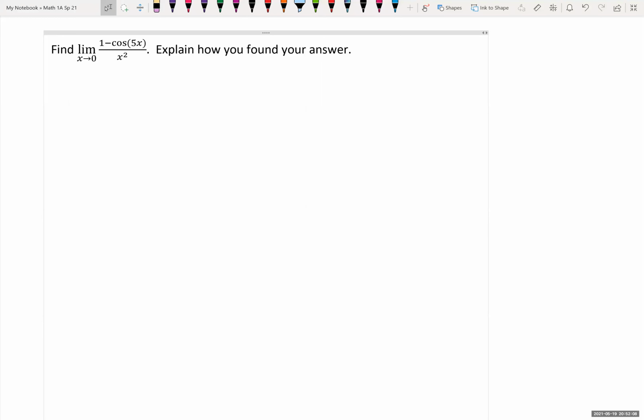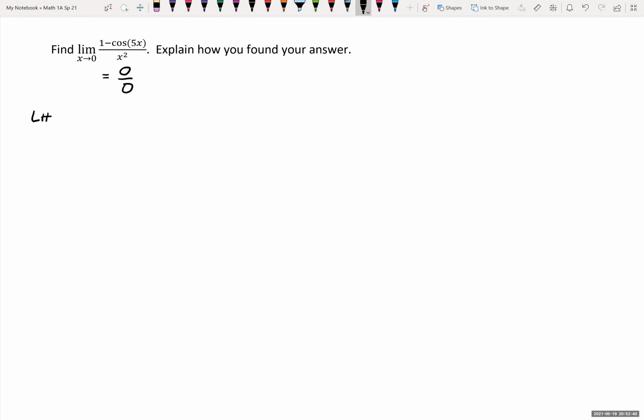Okay, so these are questions number 3 and 4 on version B, I believe. So again, go through, plug it in, direct substitution. Cosine of 5 times 0 is cosine of 0, which is 1. So we have 1 minus 1 in the numerator, which is 0, over 0 squared, and the denominator is 0. So we get, again, an indeterminate form, and one that we can use L'Hopital's on.